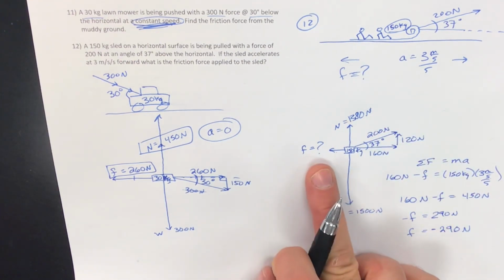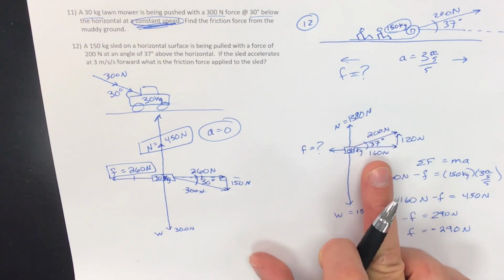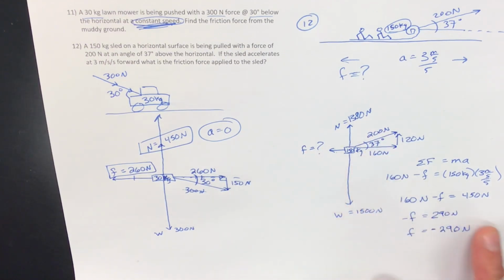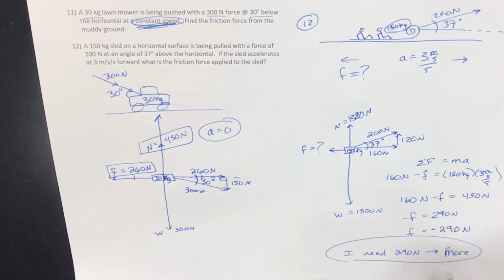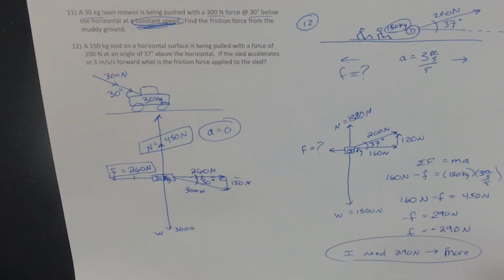That's not possible with the friction force. That's not possible with this 200 Newton force. I need an additional 290 newtons forward to cause that. So it's not a friction force. I need 290 newtons forward more. That says more. So there's your answer. There is no friction force. You need 290 additional newtons forward.